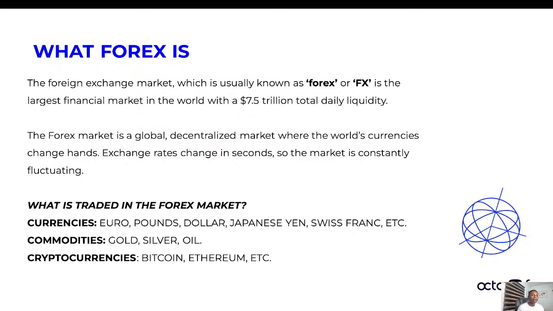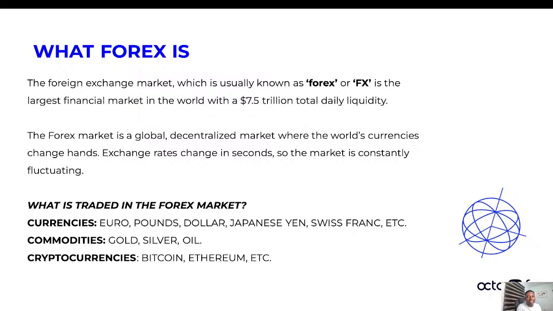The forex market is not a market where there is demand and no supply, or supply and no demand. It's always moving. There is constant volume flowing in and out, and on a daily basis we have an average of 7.5 trillion dollars, and that's a lot of money. The forex market is a global, decentralized market where the world's currencies change hands. Money moves from the hand of one person to the other. That is how the financial market plays.